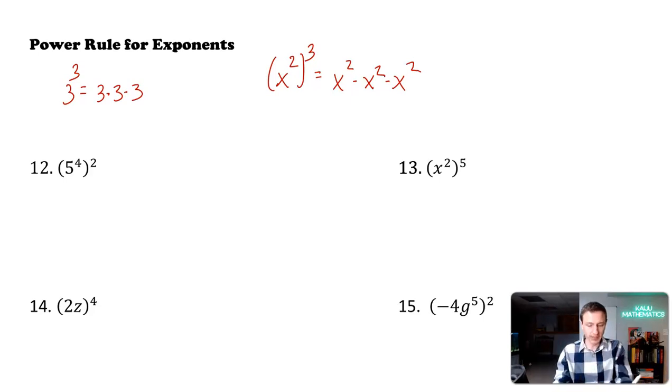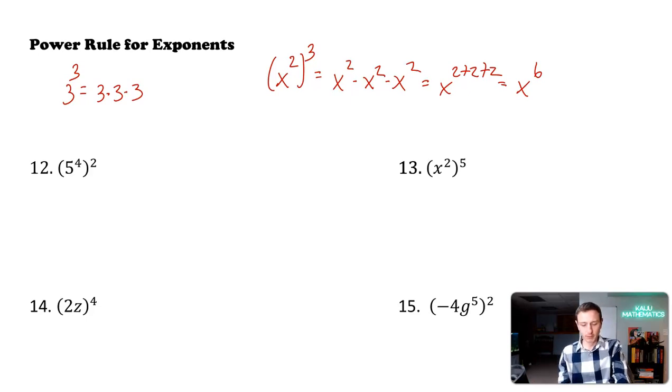Well, what did we just look at with multiplication of the same base? We looked at adding the exponents. So this would become x to the 2 plus 2 plus 2. So it ends up being x to the 6th. 2 plus 2 plus 2 is 6.